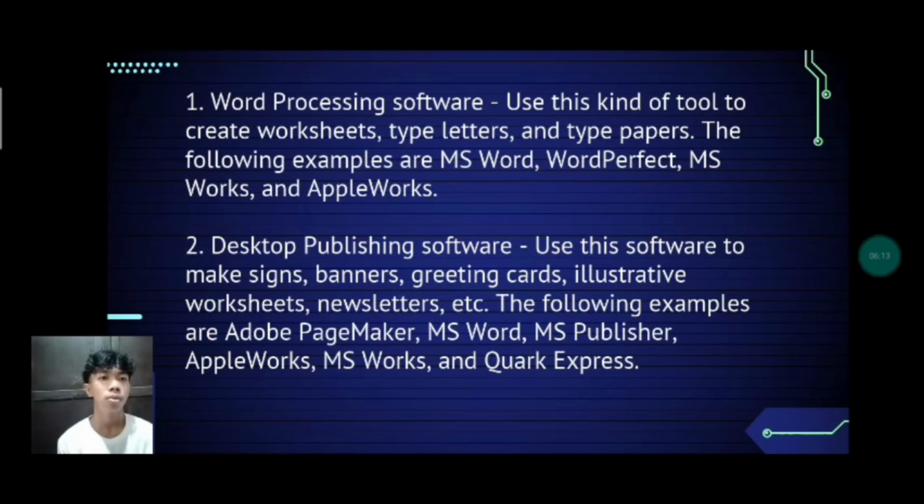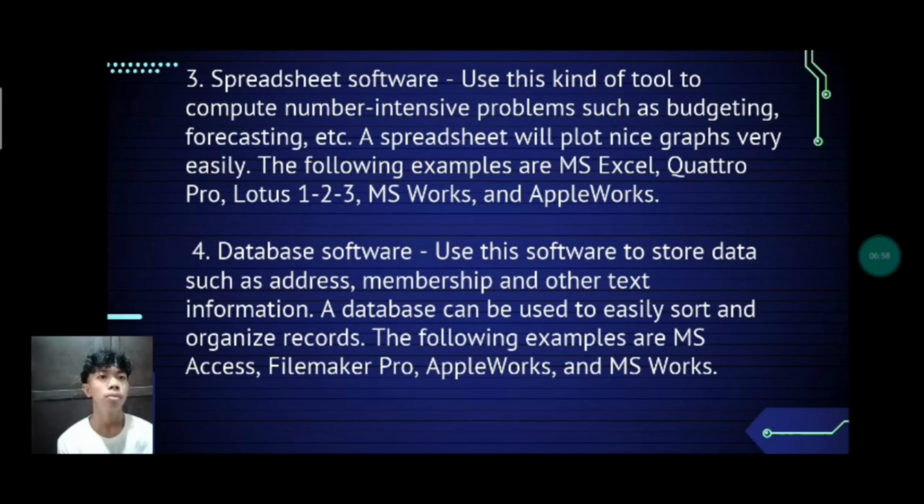Desktop publishing software. Desktop publishing software is a type of application used for creating and designing documents with a complex layout, including text, images, and graphics, often used for producing newsletters, brochures, and magazines. 3. Spreadsheet software.